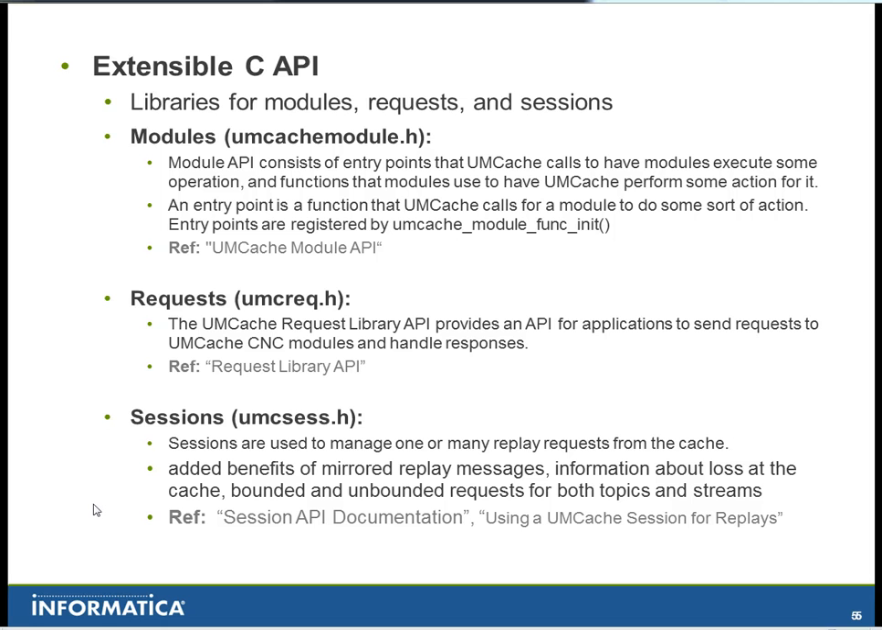The C API used by UMCache can be categorized into 3 libraries. The module API consists of entry points that UMCache calls to have modules execute some operation, and also functions used by modules to have UMCache perform some action for it. There's a request library API that provides an API for applications to send requests to the cache and handle responses. And the session API is used to manage cache replay requests. Please look at the UMCache module API and library API, and also all the API documentation for more details.